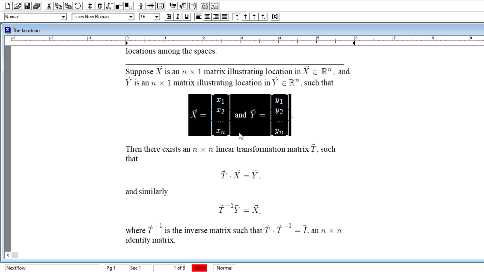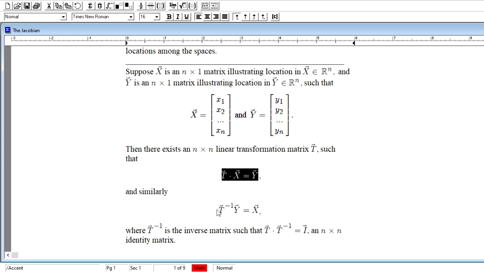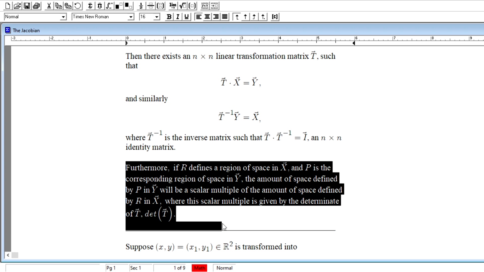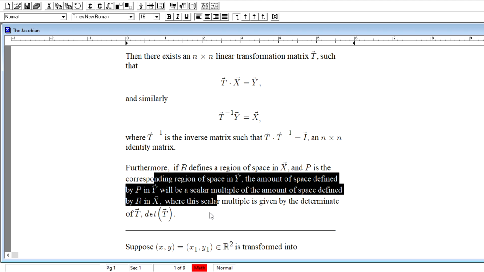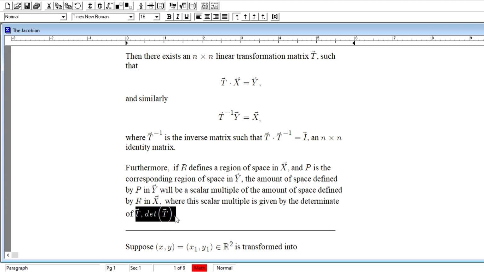Where we might be talking about this region defined by X being transformed into this region defined by Y, where both X and Y exist in the same dimensions of space, and doing that transformation with a linear transformation would produce a description of the amount of space, with this property, being the scalar multiple of one versus the other.